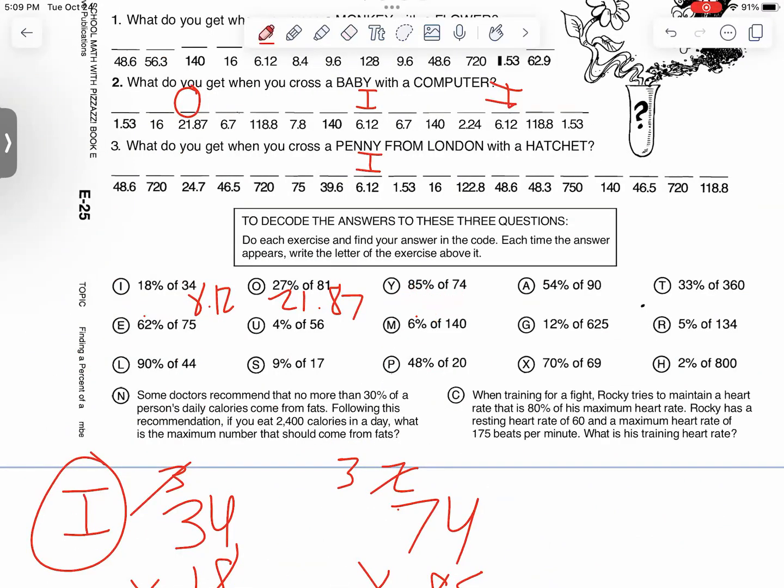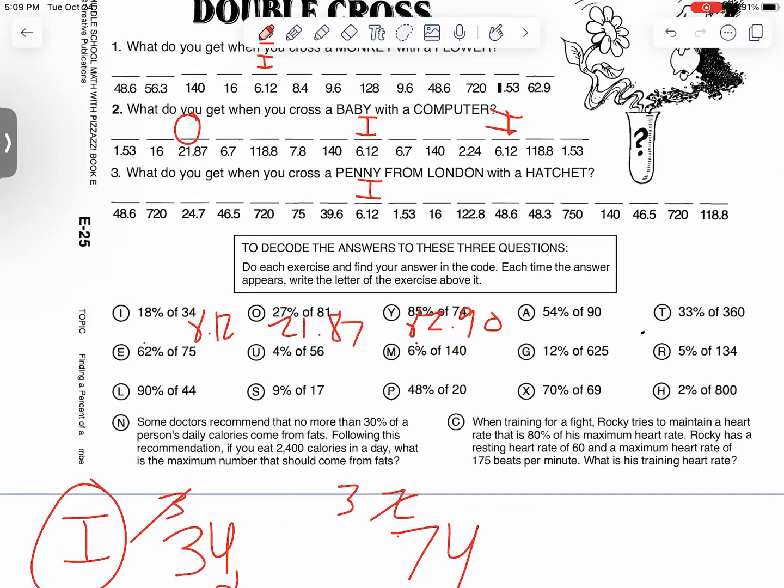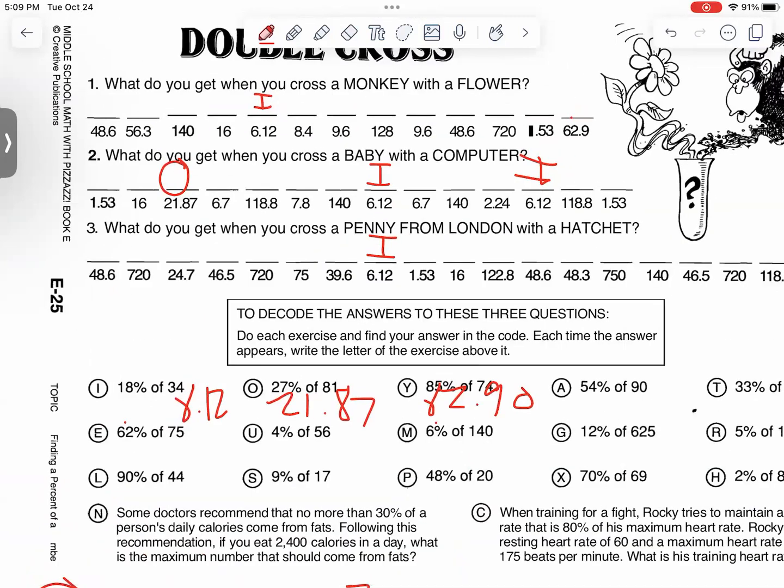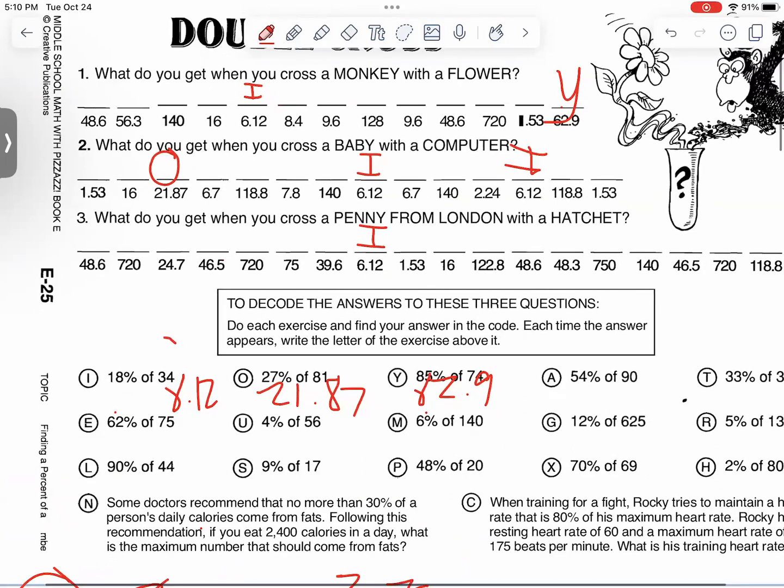So we have 62.90. Now, I do want to point out that it should look right here. You see how it says 62.9. Remember that when you have a 0 at the end of the decimal, that one's not really meaningful. I just showed you how it was on the problem. You see how that's the way the answer is going to work.